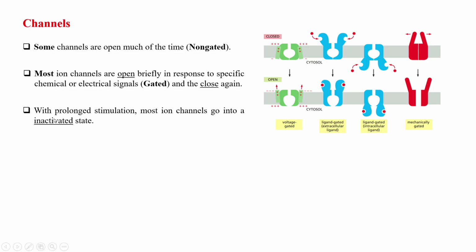One thing we have to understand is that with prolonged stimulation, most ion channels go into an inactivated state, also called the desensitized state. Here the channels become refractory to further opening until the stimulus has been removed. This is called inactivated. So in the case of gated channels, there are three conditions: first open, then inactivated, then closed.